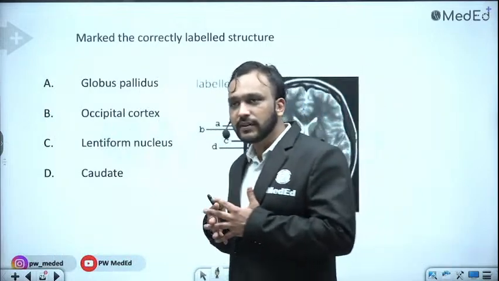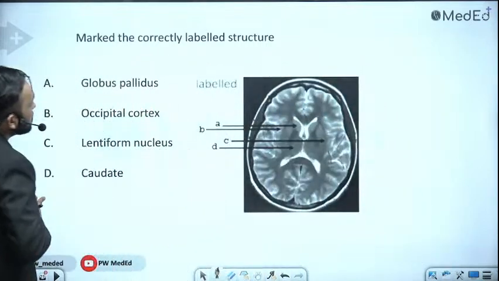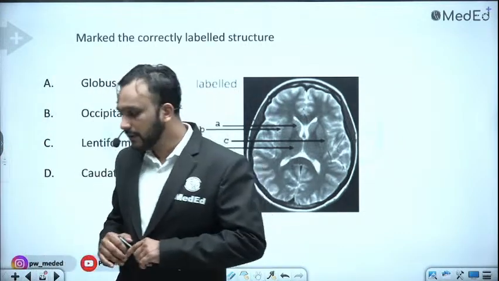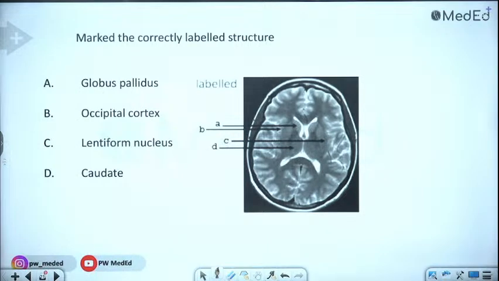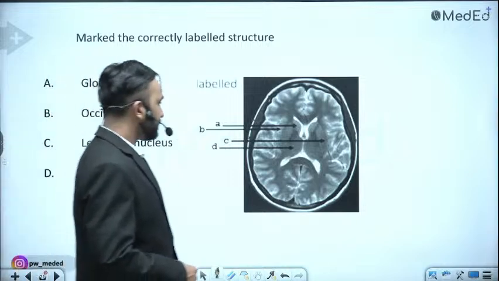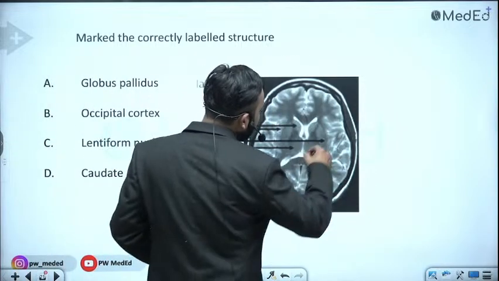So anatomy is also very frequently asked in your FMG exam. The question is, mark the correctly labeled structure. I will give you 1 minute to answer this question. Once you answer it, we are going to have a look at the explanation. So tell me guys, what is the answer for this question? Mark the correctly labeled structure in the image. So let us mark the correctly labeled structures.